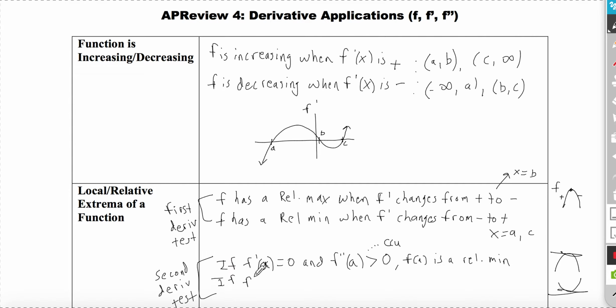If f prime of a, so we know that there is a horizontal tangent line at a, and f double prime of a, the second derivative, it turns out, is actually less than 0, then f of a is a relative maximum. We can visualize that over here. We have a horizontal tangent, if this is x equals a right here, f prime of a is 0, and the second derivative is less than 0, which means that our curve is concave down. So we have to have a relative maximum. That's called the second derivative test.